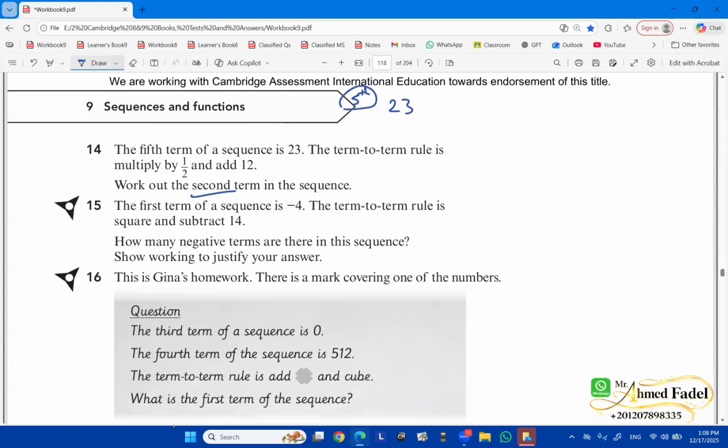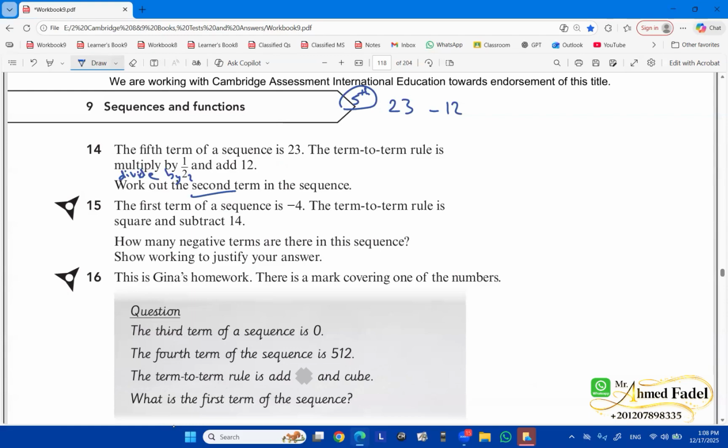23, we are supposed to do what? I'm going to go backwards. But minus 12, and then instead of multiplying by 1/2, you know that multiplying by half means what? As if you're saying exactly divide by 2, right? This is the meaning of multiply by half. It means divide by 2. So I'm going to do the opposite.